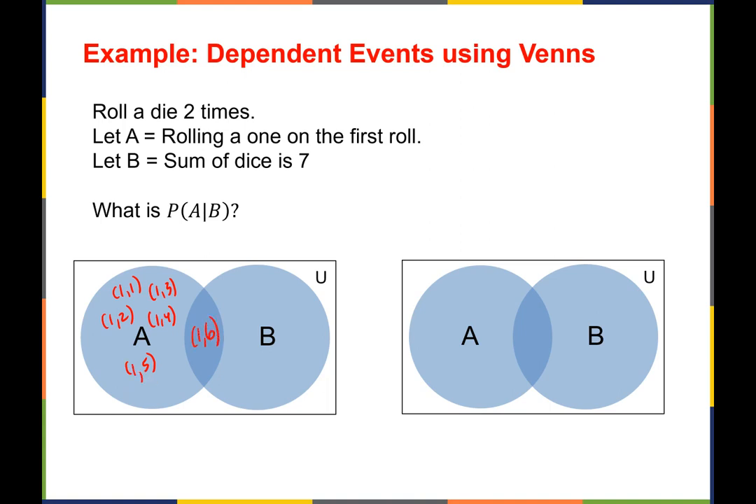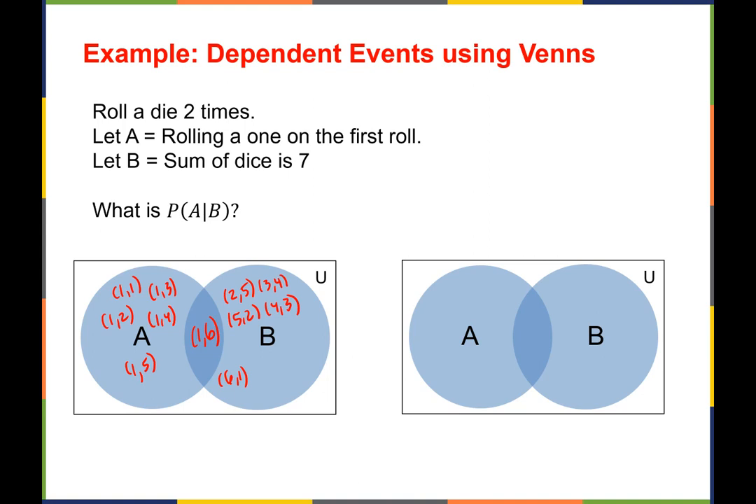That just looked bad. All right, what else is in B? Well, 1, 6 is in there, but 2 with 5 would be in there. 6 with 1 would be in there. 5 and 2, those are both in there. What else is in there? 3 and 4 and its partner 4 and 3. I think that might be it. 2, 5, 5, 2. Yeah, that looks right.